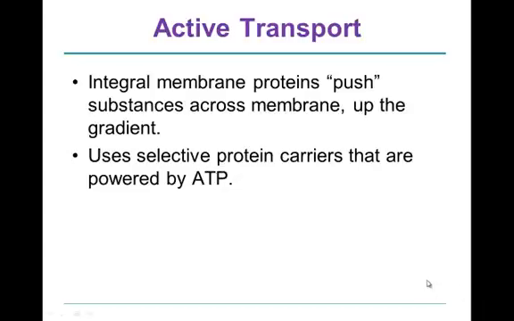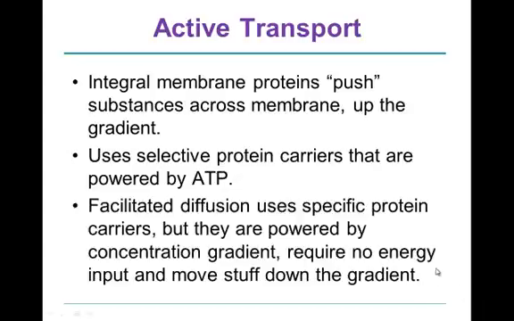That's one of the things that separates this process from another process that uses selective integral protein carriers. That was facilitated diffusion. It also uses those specific carriers, but they were powered by the concentration gradient and move stuff from higher to lower concentration. Active transport moves things in the opposite direction, from lower to higher, and requires an input of energy since the gradient won't effectively move it.